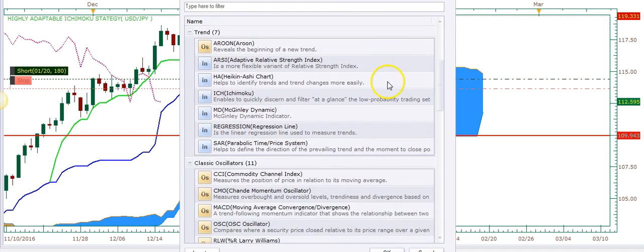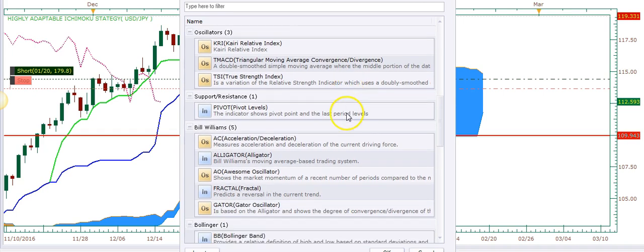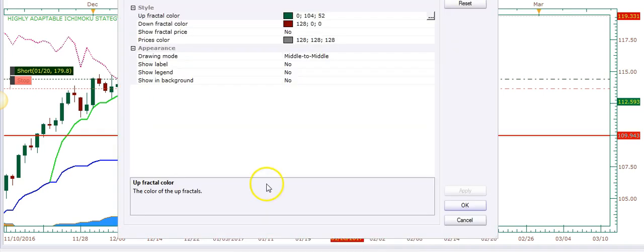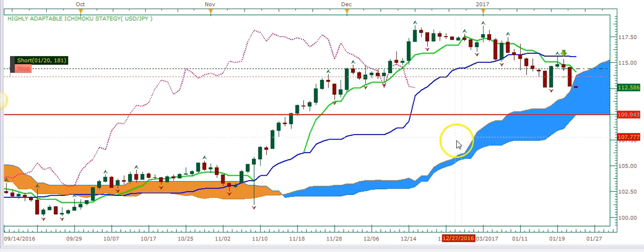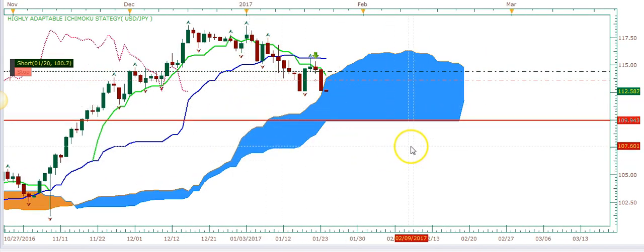Where are the fractals, my friends? We're about to find them. All right, so we're going to the fractals, and we're good to go. I love to use fractal levels, and I use the fractals to tell me the direction of the market. The fractals help me stay in safe trades, higher probability trades.